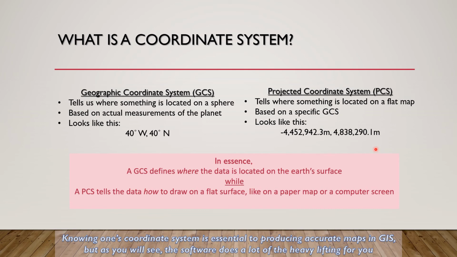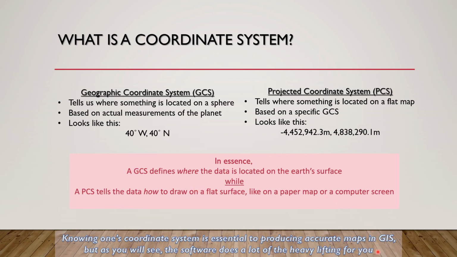Now, the projected coordinate system is built upon the geographic coordinate system, and it tells us where something is on a flat map. If you think about taking a sphere to a flat map, a lot of different things happen, and we'll go into that later in another lecture. The measurement of the coordinates that emerge from that looks like this: a giant number next to a giant number. It can be either meters or feet. So in essence, a GCS defines where the data is located physically on the Earth's surface, while a PCS tells us how to draw on a flat surface like a paper map or computer screen.